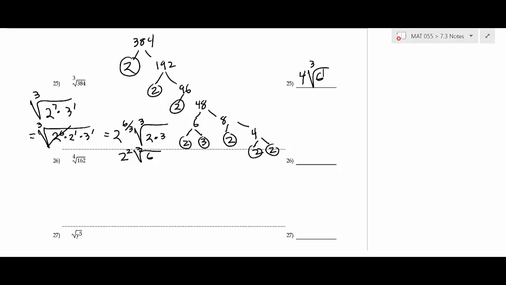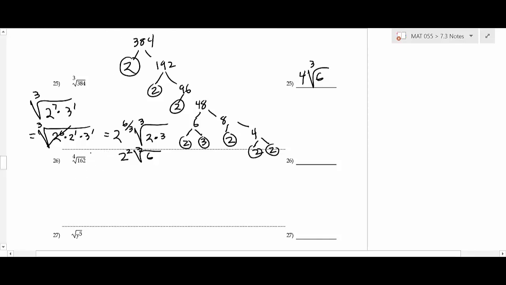And these things are left over because their exponents are smaller than 3. Once you get the hang of it, there's nothing to it. But the first thing is get that factor tree done. So I'm going to do that one with a factor tree. I'm going to do the same thing with this next one to get you started.